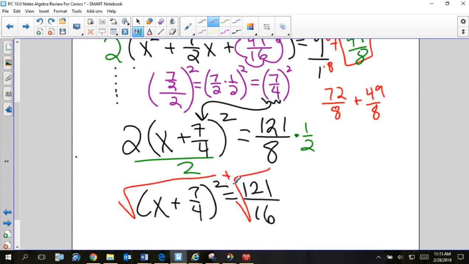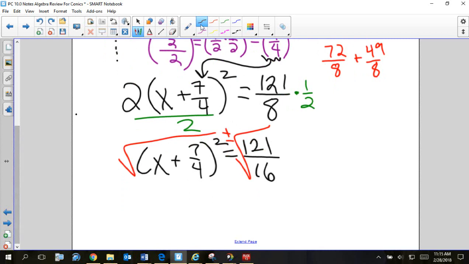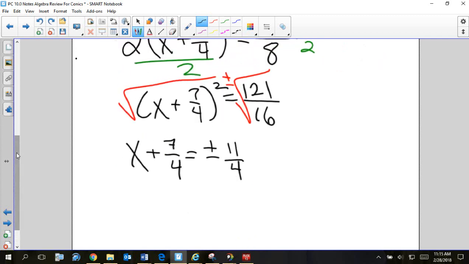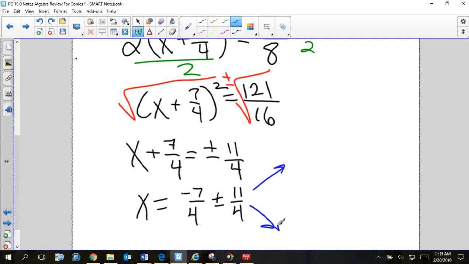So we square root, and we put plus minus in there. We get x plus 7/4 equals plus minus 11/4. So I move my 7/4 over, and I get negative 7/4 plus minus 11/4. And there are no square roots, so I can go ahead and find the two answers, adding those together. They already have common denominators. That is so convenient.